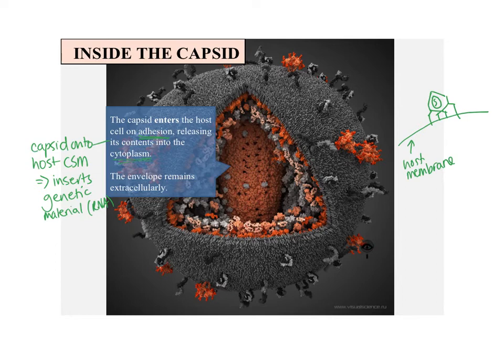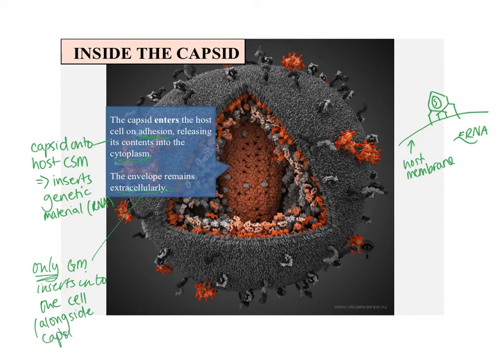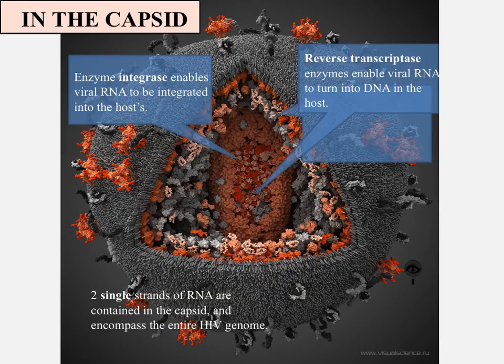So if it's us, it's just going to sit and float around as little bits outside of the nucleus, and the rest of the virus remains outside of the cell. So it's only genetic material. So the genetic material inserts into the cell. And remember, we've got those capsid proteins as well. So things that are going to help budding and stuff like that.